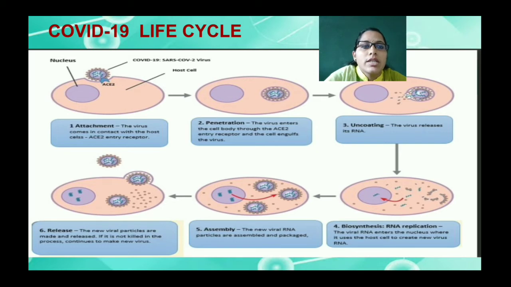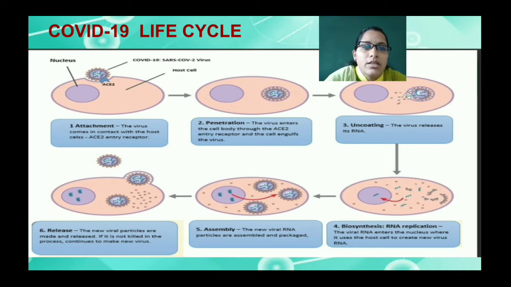So third is uncoating. The virus now needs to uncoat itself, which releases its own RNA into the host cell. So the ribonucleic acid of the virus is going to get released into the host cell. So what is released now? The new viral particles are made and released. If it is not killed in the process, and if while the release is going on it is not killed by itself, then it continues to make new virus by the process of replication.